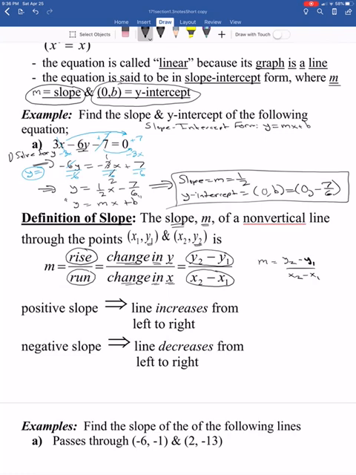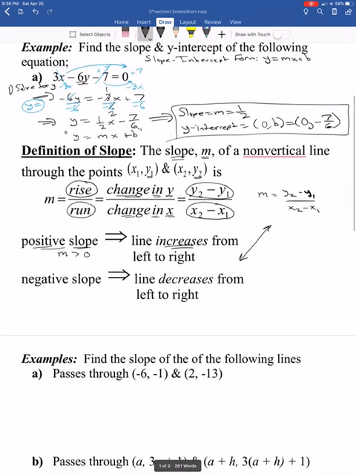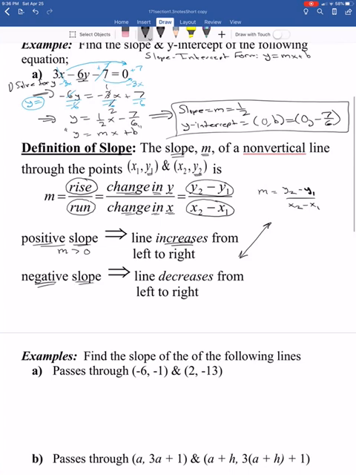Now, if we have a positive slope, so if m is greater than 0, we have an increasing line. We have a line that rises from left to right. If our slope is not positive, then there are 2 other conditions: it's either going to be negative or 0. If m is less than 0, it's a negative slope, and you'll have a decreasing line. We'll have a line that drops as you move along the x-axis from left to right.